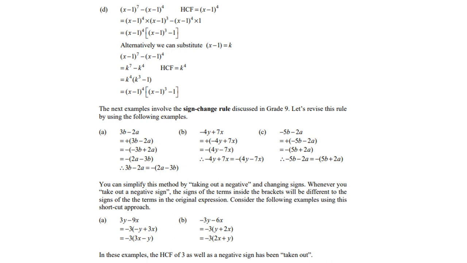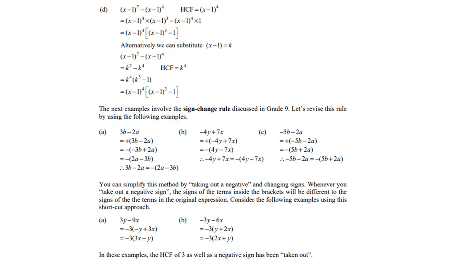Look at b, minus 4y plus 7x. Again, the same here. If I take out negative as a common factor, then I have 4y minus 7x. C, the same here. If I take out a negative, then both 5b and 2a will become positive. Now we can simplify this method by taking out a negative and changing signs. Whenever you take out a negative sign, the sign of the terms inside the brackets will be different to the sign of the terms in the original expression.